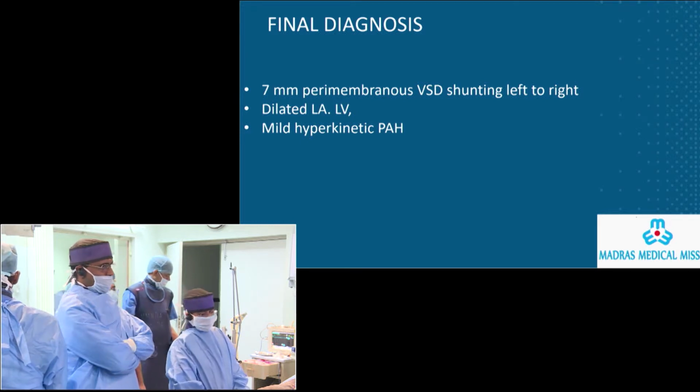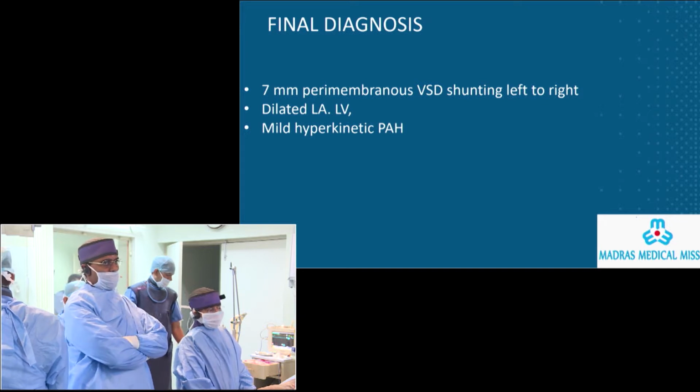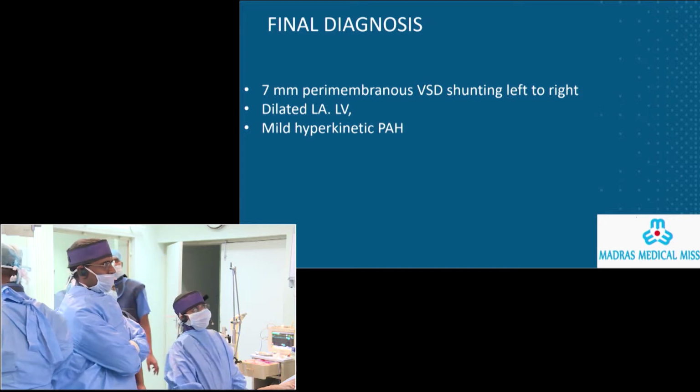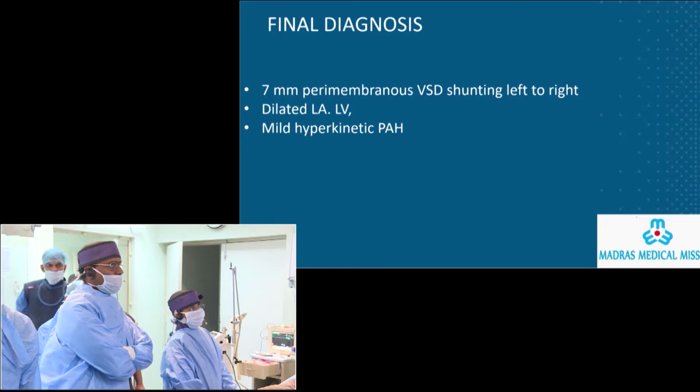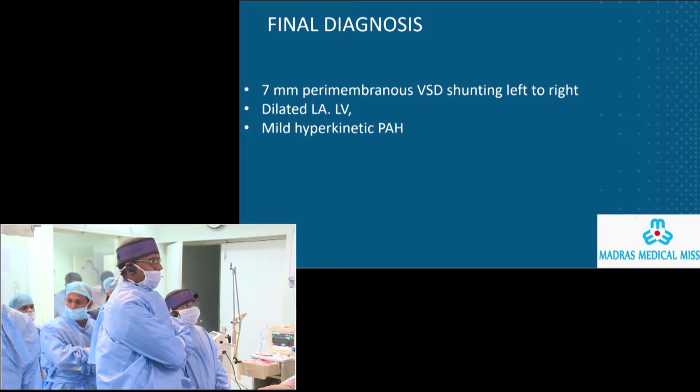Pulmonary artery pressures were systolic of 35 millimeters of mercury and a mean of 22 millimeters of mercury. It was normal. Okay. Shiva, you had a question.